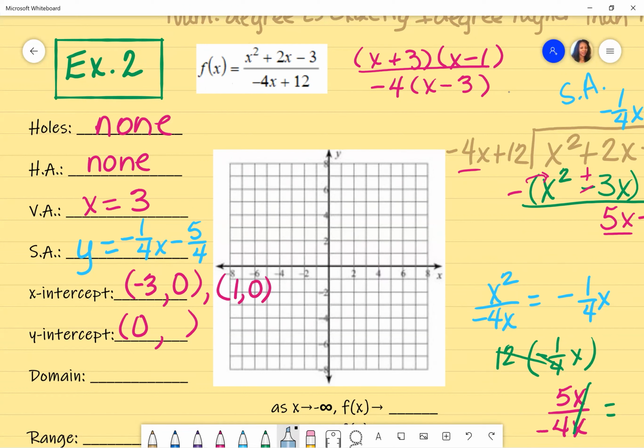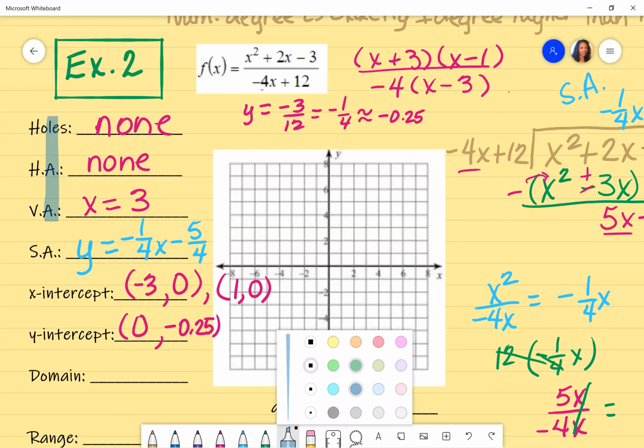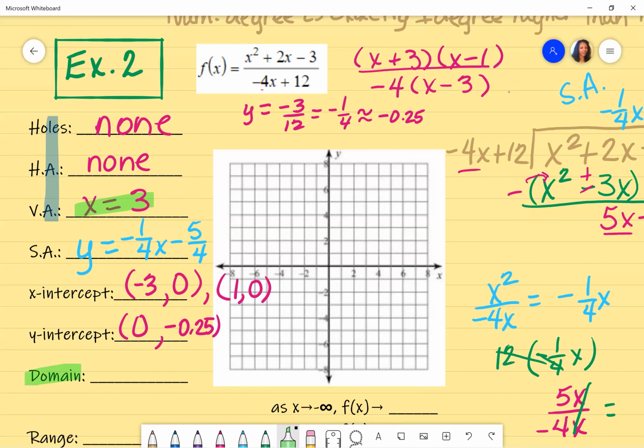And then for my y-intercept, if I went back to my original problem and I replaced all of these x's with zeros, that's going to leave me with -3/12, which is the same as -1/4, which is the same as -0.25. This is what I'm worried about. Those are my restricted values. So if I have an x, that's going to go as a restricted value for my domain.